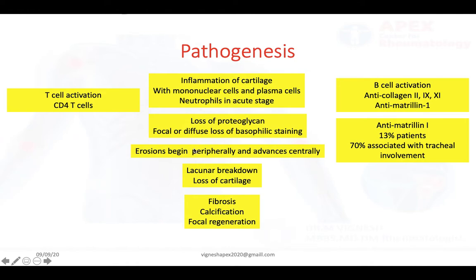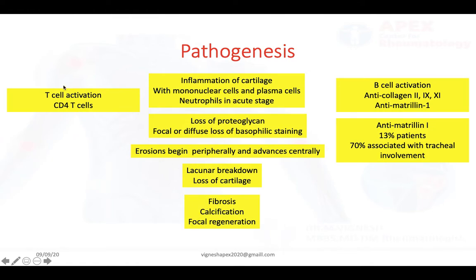Usually in rheumatoid arthritis, the erosions begin centrally and they spread peripherally. But what happens in RP is that erosions begin in the periphery of the cartilage and advance towards the center. Because of loss of proteoglycan, you will have loss of cartilage, and the loss of cartilage would not be uniform. You would find lacunae of loss of cartilage.